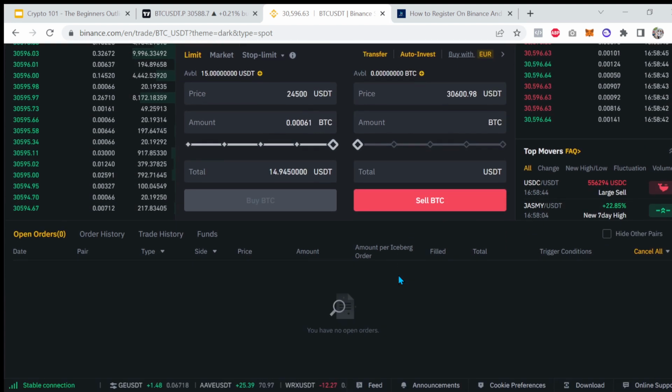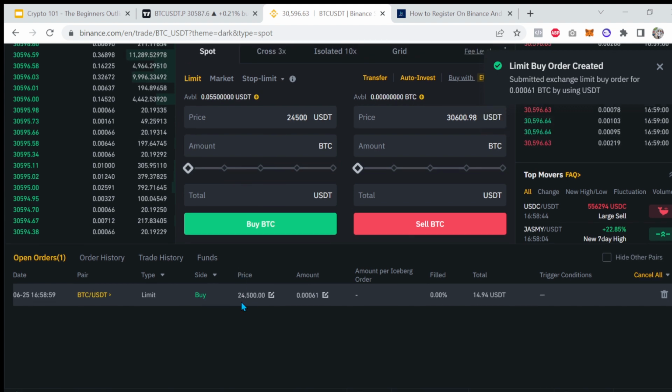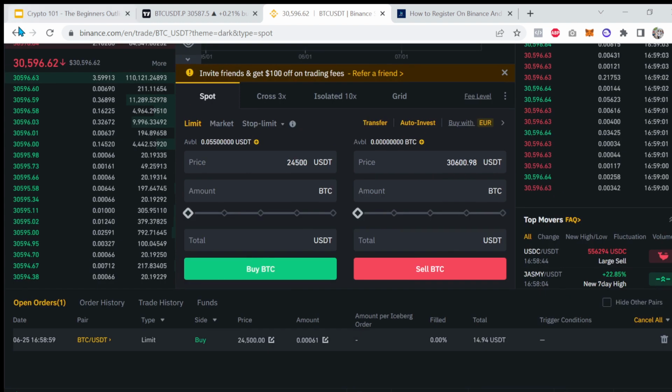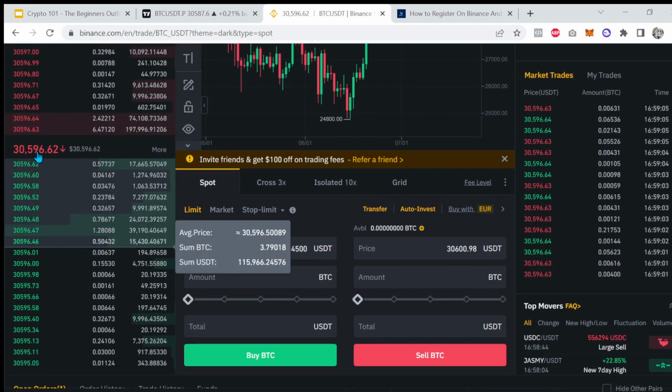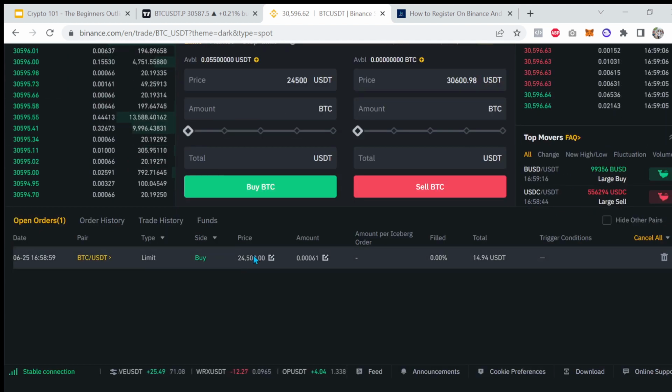We just continue. This should place an order for us. Okay, so our order should be executed. So this is our order here. Our order is placed, and then we are waiting. This is our limit order which has been placed here. So when the price of Bitcoin, which is 30,596 right now, comes down to 24,500, this order will be executed, and my $14 worth of BTC would be bought. That means I bought Bitcoin at 24,500. That is the concept of spot trading.